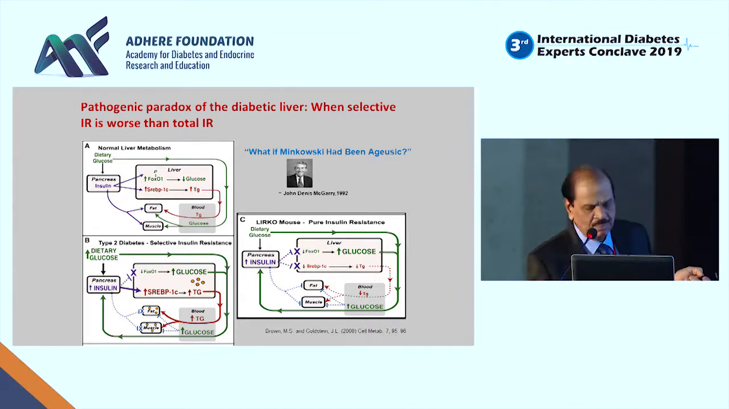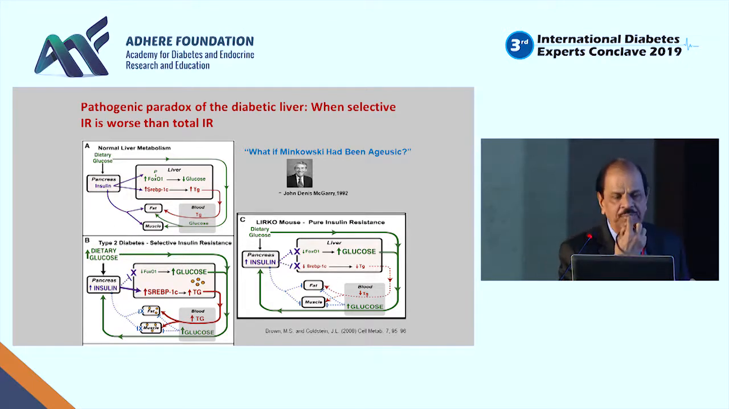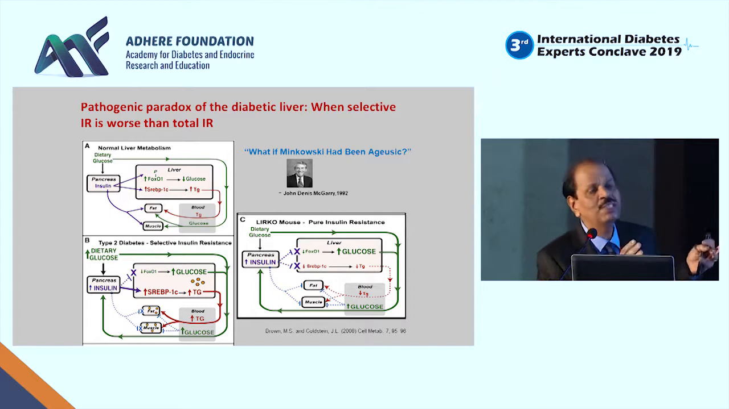And this important aspect of selective insulin resistance brings to me the picture of John Dennis McGarry, who said in the editorial, what if Minkowski had been anosmic? Minkowski was the first man who tested the urine, not tasted, but tested. And when he tested the urine, he got the sweet smell. Therefore, he diagnosed diabetes as diabetes mellitus. Suppose he had lost the sensation of smell, he would have smelt acetone. And he would have said, this is not diabetes mellitus, but this is diabetes lipidus.